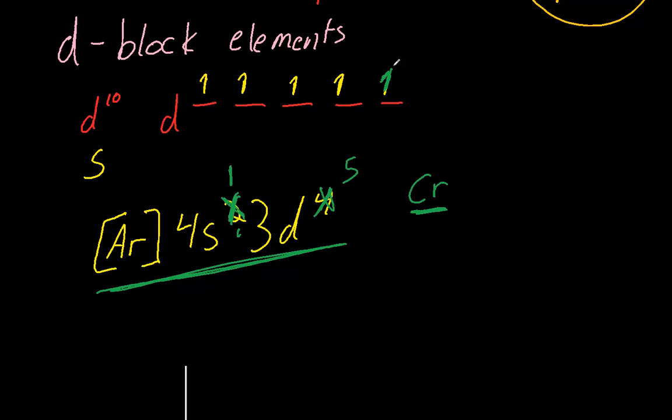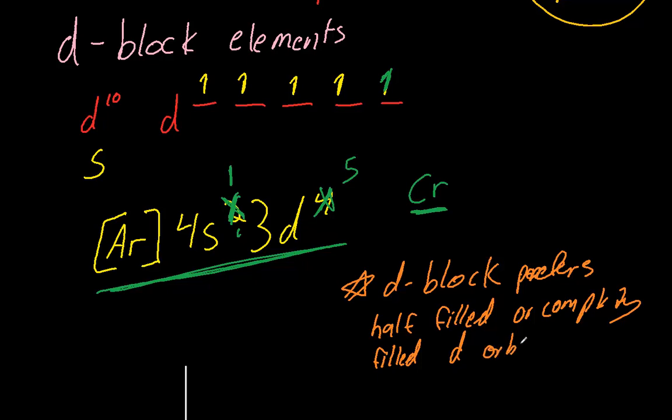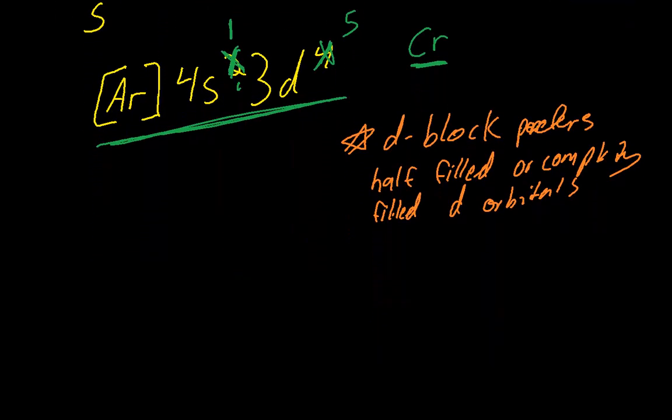So what you can see is that d block elements, let's write this down, it's an important note: d block prefers half filled or completely filled d orbitals. So let's look at the same case with another example. We had one where it was half filled. Let's look at one that's completely filled.